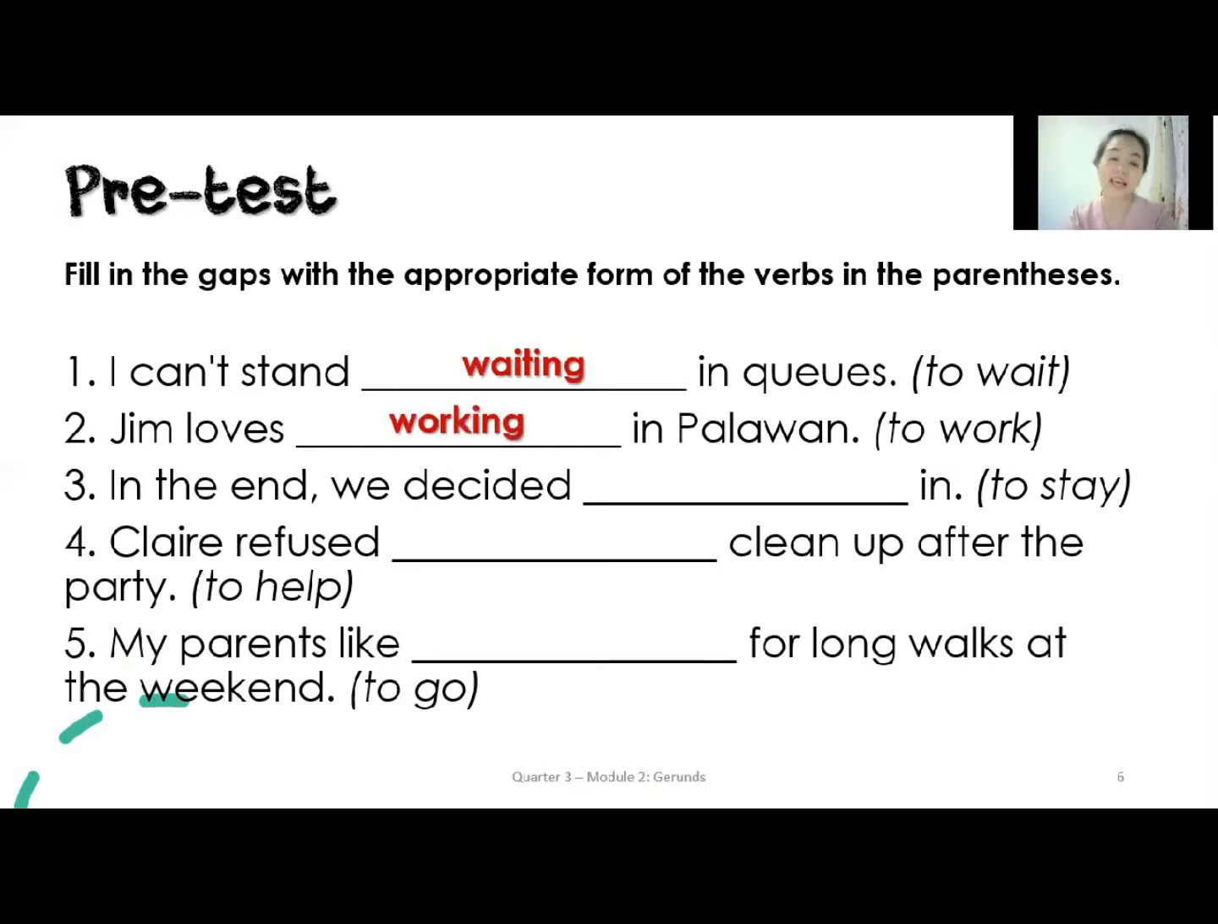How about number 3? In the end, we decided blank in. The words are to stay. What is the appropriate form of the verb? Correct. It is staying. How about number 4? Claire refused blank clean up after the party. What is the appropriate form of the verb to be filled in the blank? It is helping. And number 5, my parents like blank for long walks at the weekend. It is to go. What is the appropriate form of this verb? Okay, the answer is going.